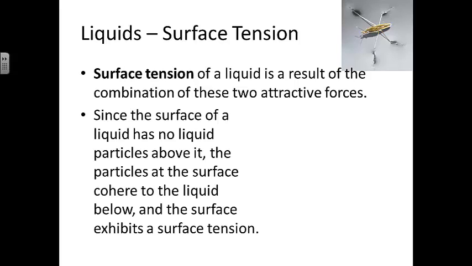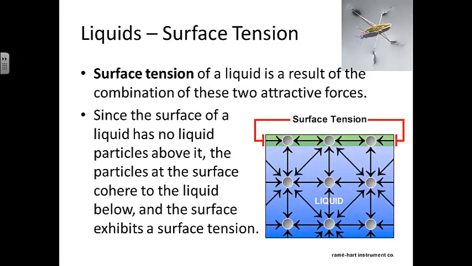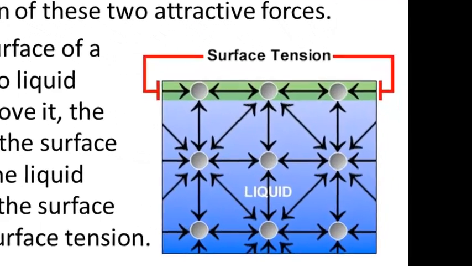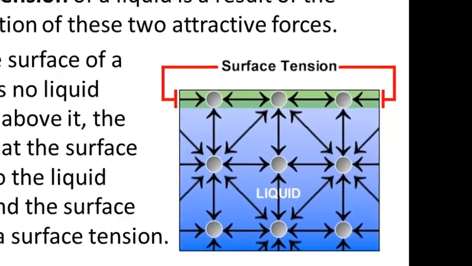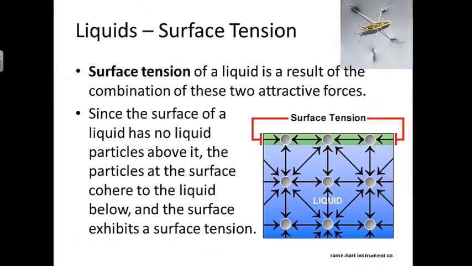Surface tension is one of the special properties of a liquid that arise because of these forces of attraction. Since the surface of a liquid has no liquid particles above it, the particles at the surface cohere to the liquid below, and the surface exhibits a surface tension. This is depicted in the diagram in the lower right. You can see that the particles at the top have no attractive forces to liquid particles above them because there are no liquid particles above them. So you have attraction between particles across the surface, and you have attraction between those particles and the ones below them, but there's no upward attractive forces of cohesion. And that gives that surface tension across the top.